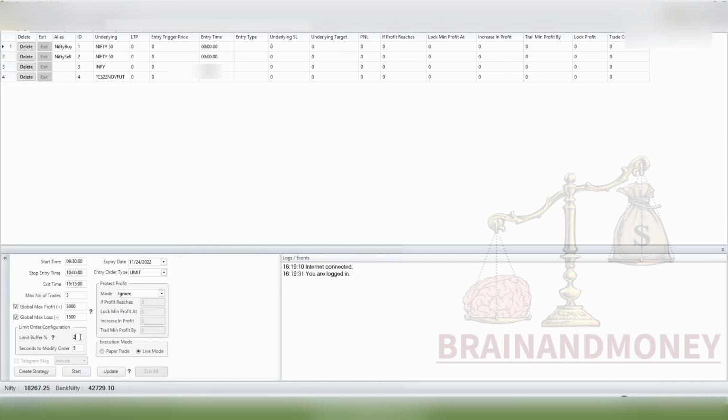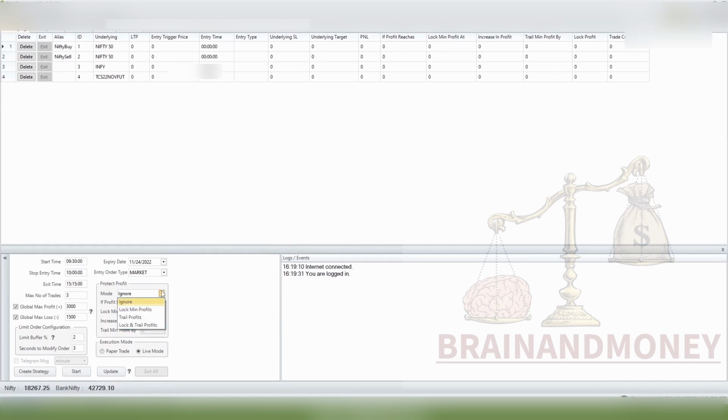Just that there will be a maximum cap for the buy price. And if there are no sellers available, then it will modify the order after 5 seconds or 3 seconds, whichever you mention. This is applicable only if you have set the entry order type as limit. In case of a market order, this won't be applicable. You can also select the expiry date. So for options, whichever expiry you want to go with, you can select whether you want the nearest weekly expiry or monthly expiry. You can select it from here.